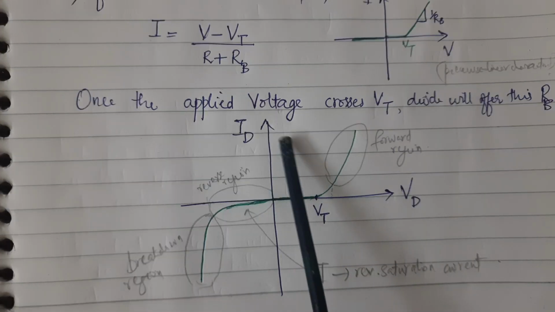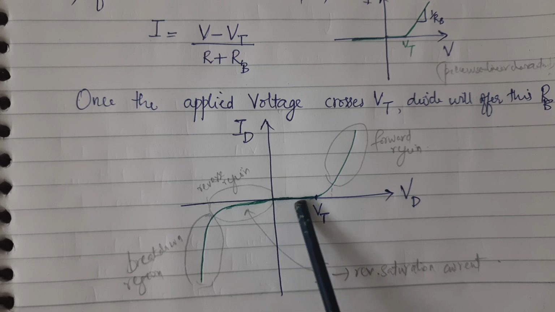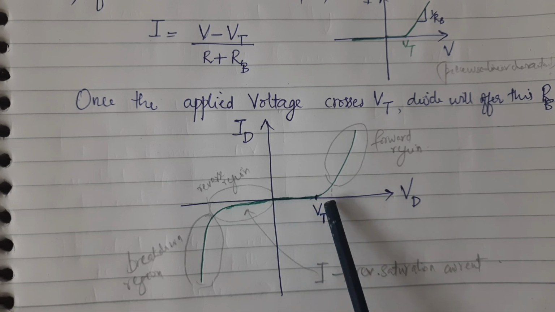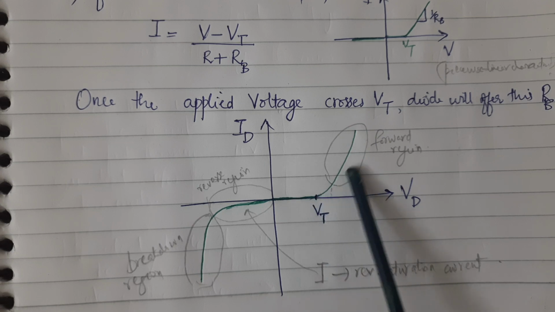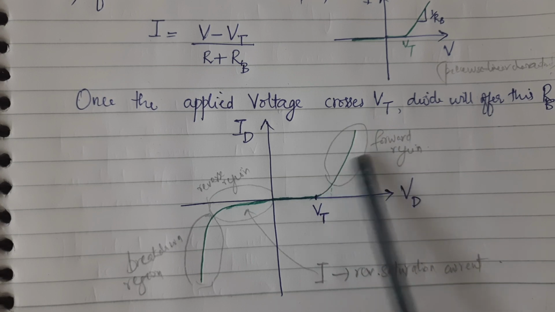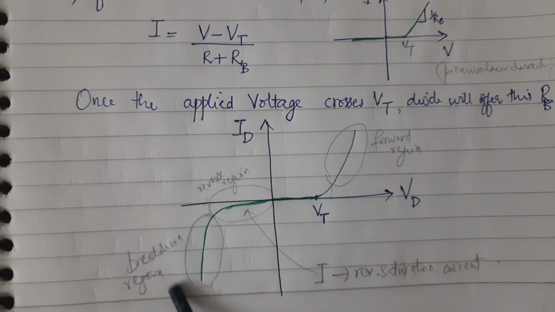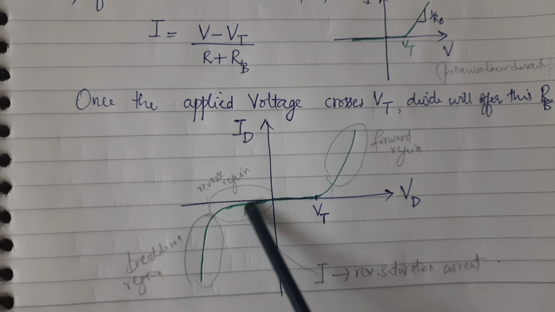In the first case, during forward bias, we are applying the voltage. It is reaching a particular voltage called the threshold voltage. From there, the current starts increasing. So this is the forward region of operation of the diode, this is the reverse region, and this is the breakdown region, and the current which flows through this particular reverse region is the reverse saturation current. So that's it.